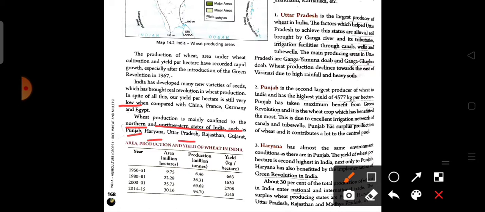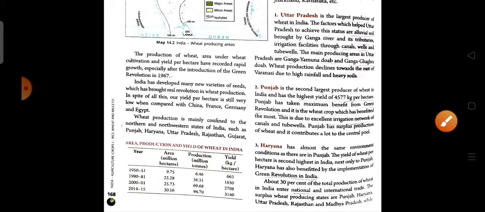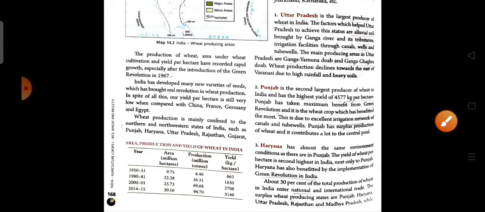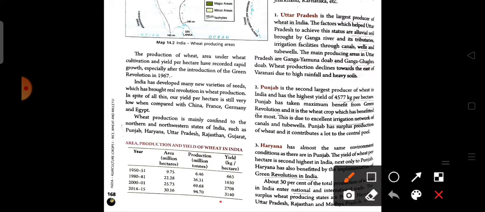Previously we learned that in these states the wheat production occurs, and here we can see the area, production and the yield of wheat in India, in which areas and from which year the production of wheat decreases or increases. Here we see that from the year 1950-51 the yield per hectare is only 663, whereas in 2014-15 the yield per hectare increases to 3140.